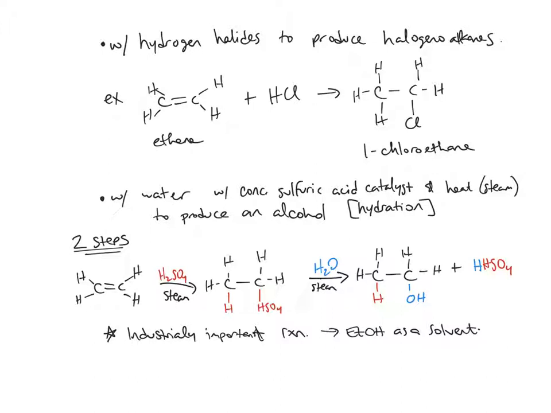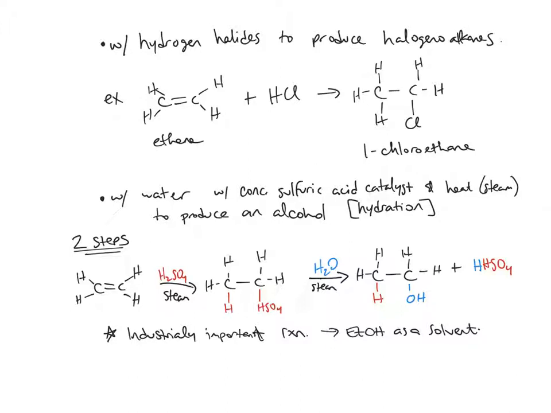And the last one we looked at was dealing with adding water, and this is called a hydration. Should make sense. And again, we're using concentrated sulfuric acid here as a catalyst and doing it with heat, specifically steam. And this time we're producing an alcohol. This is a really important industrial reaction, producing ethanol as a solvent. Ethanol is used extensively in all kinds of industries as a solvent. So being able to make this quickly and cheaply is a really big benefit.